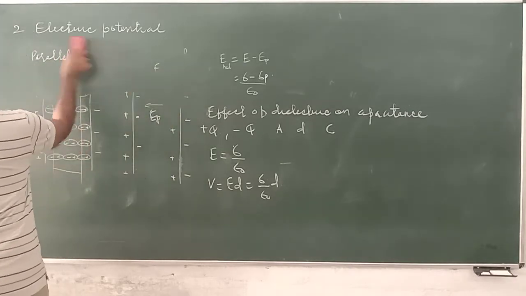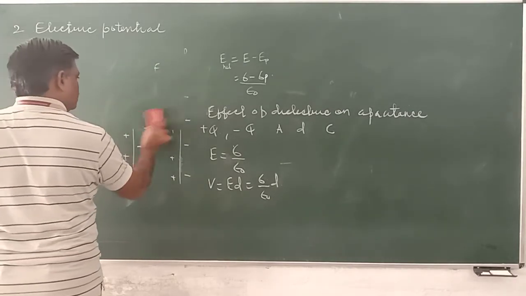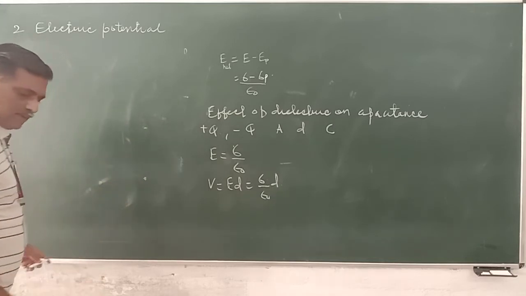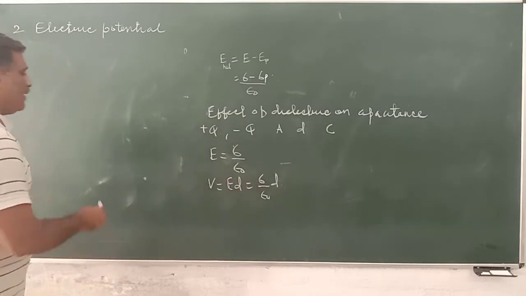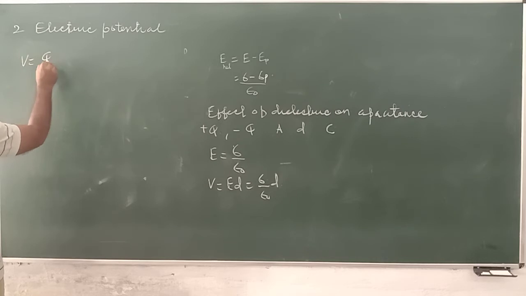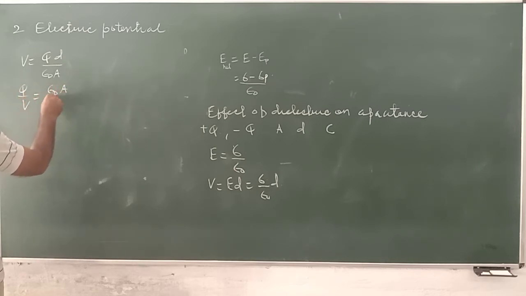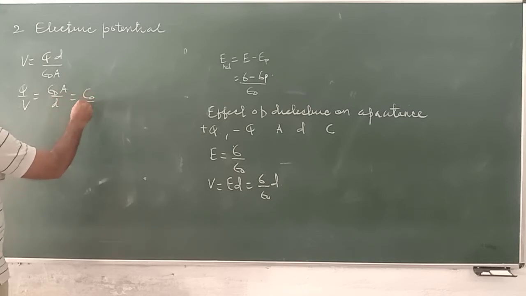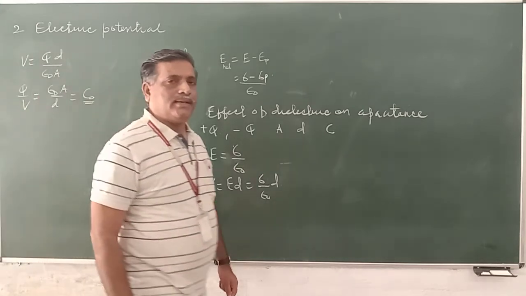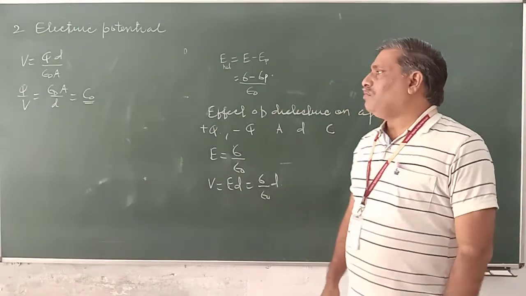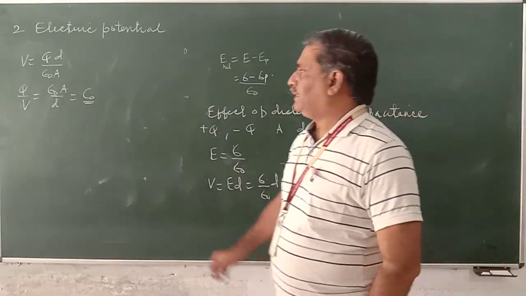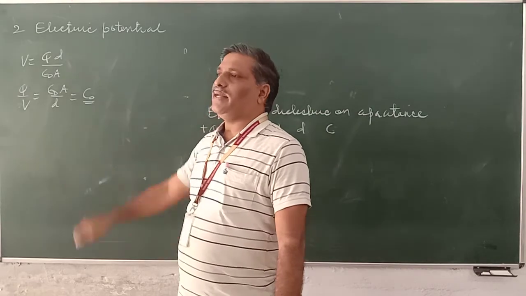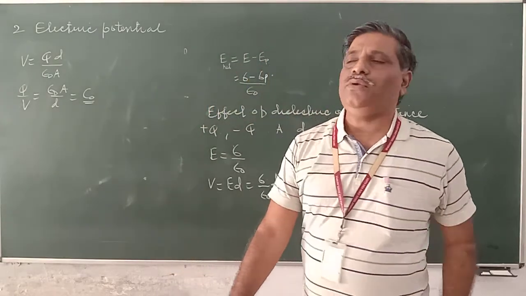Writing sigma as Q by A, V is equal to Q D divided by epsilon 0 A. From this we get Q by V is equal to epsilon 0 A by D, which is nothing but the capacitance when there is a vacuum or air between the two plates. This is C0, the capacitance when there is a vacuum or air between two plates.